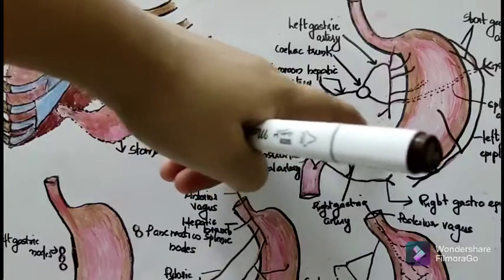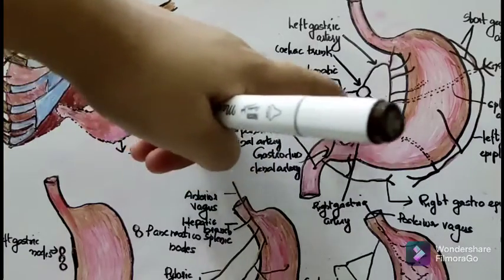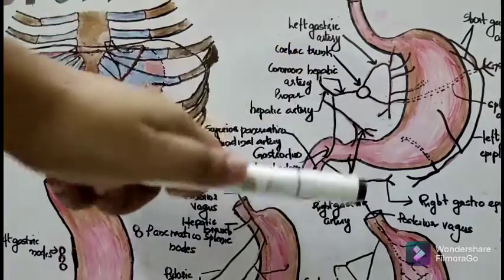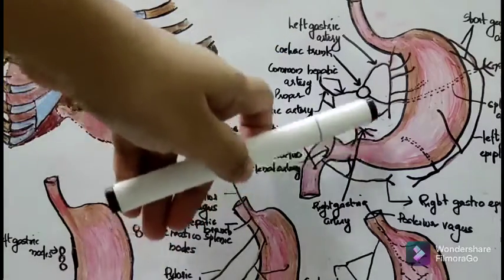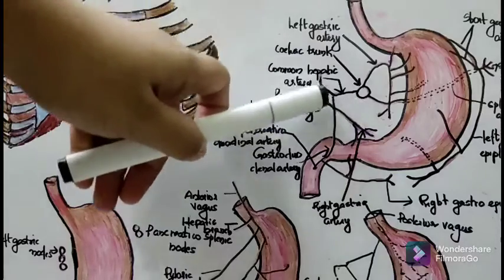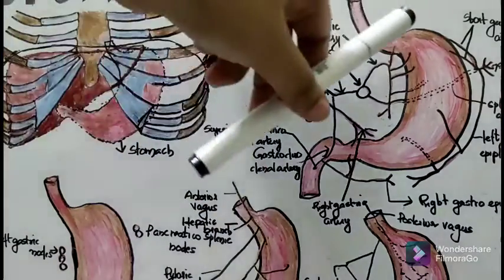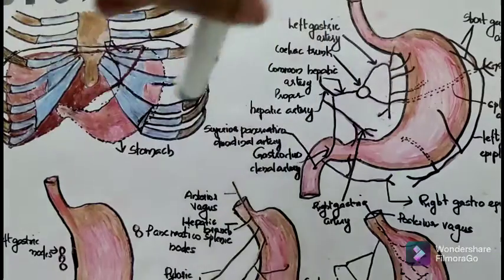The lesser curvature is also supplied by the right gastric artery. This is the right gastric artery, a branch from the proper hepatic artery. These two arteries supply the lesser curvature of the stomach.